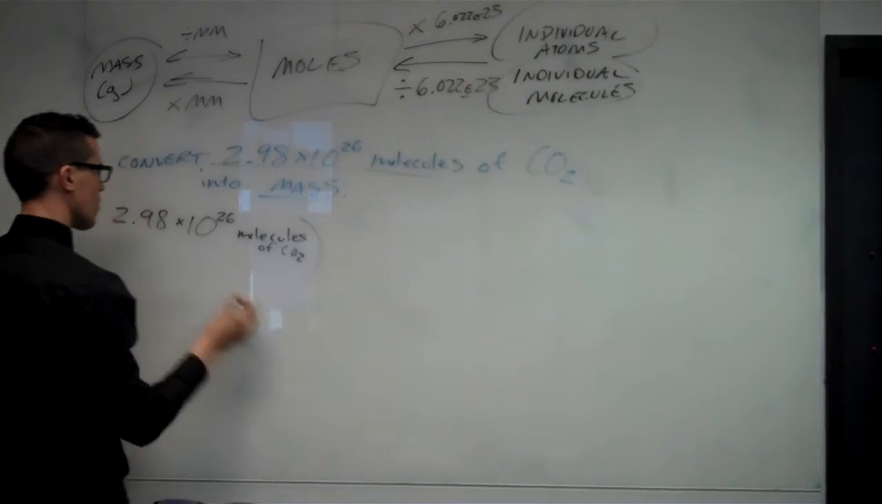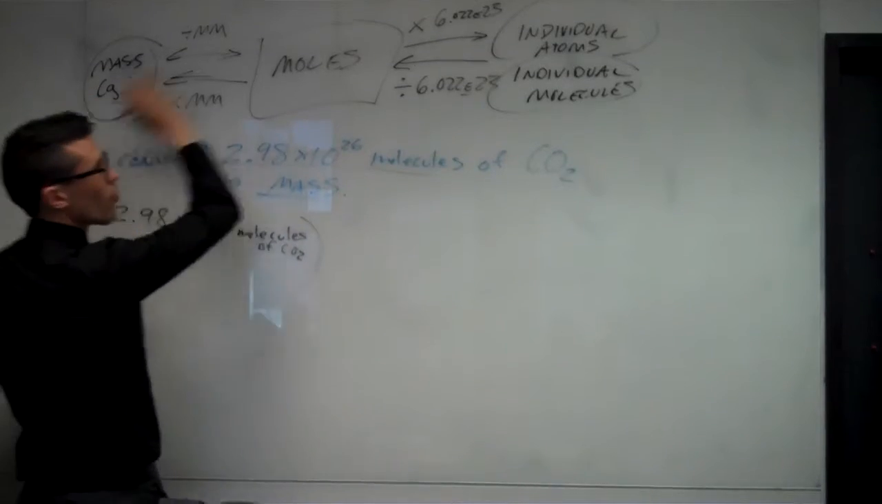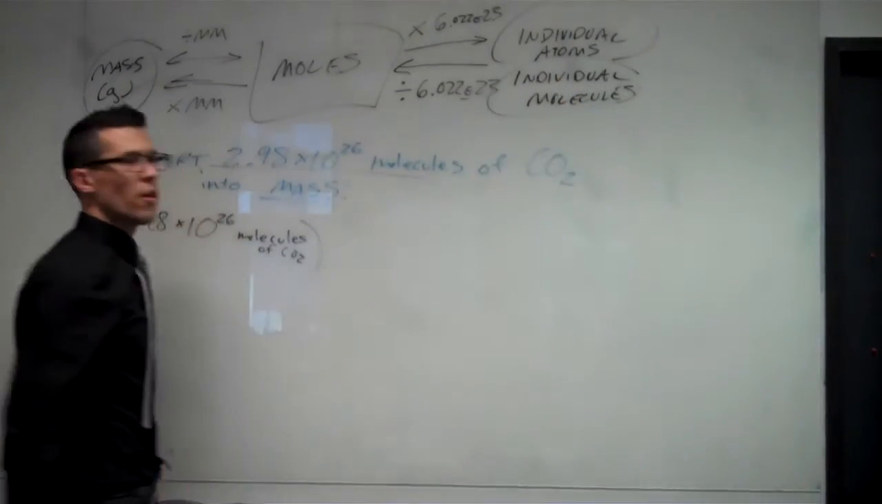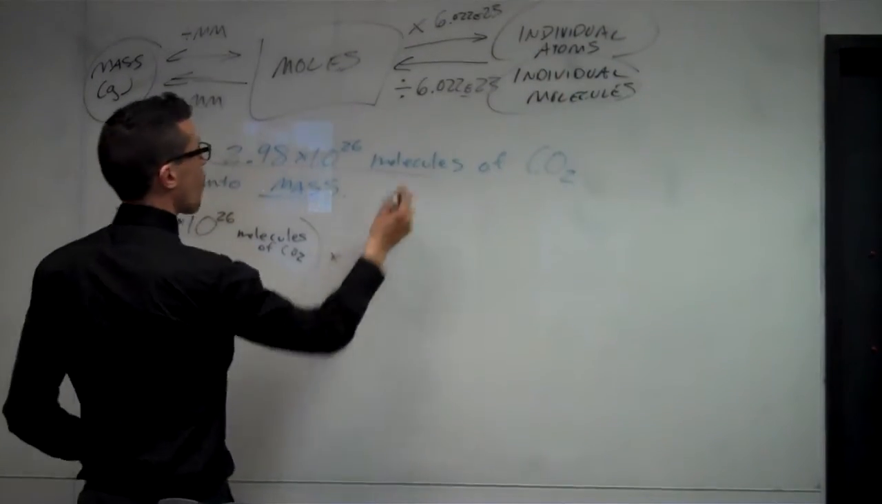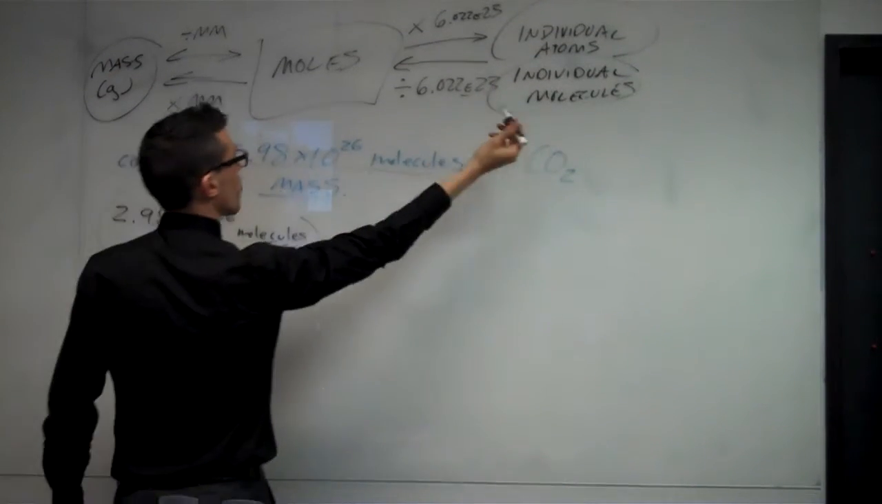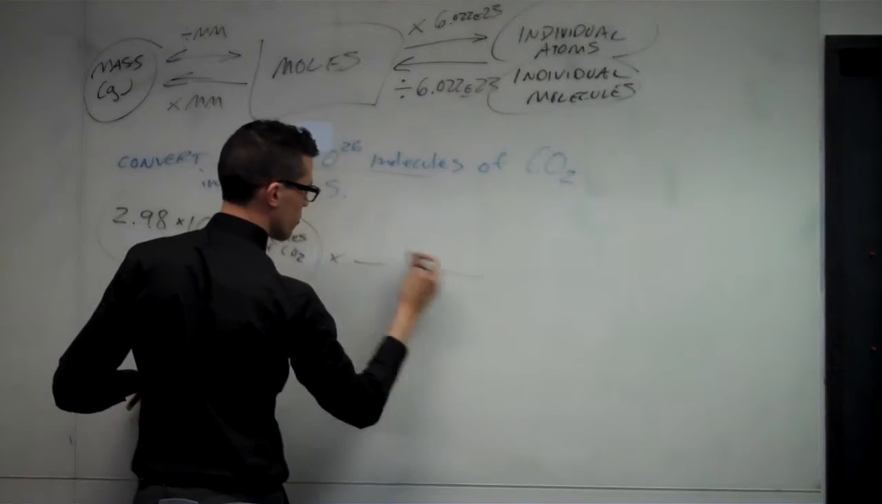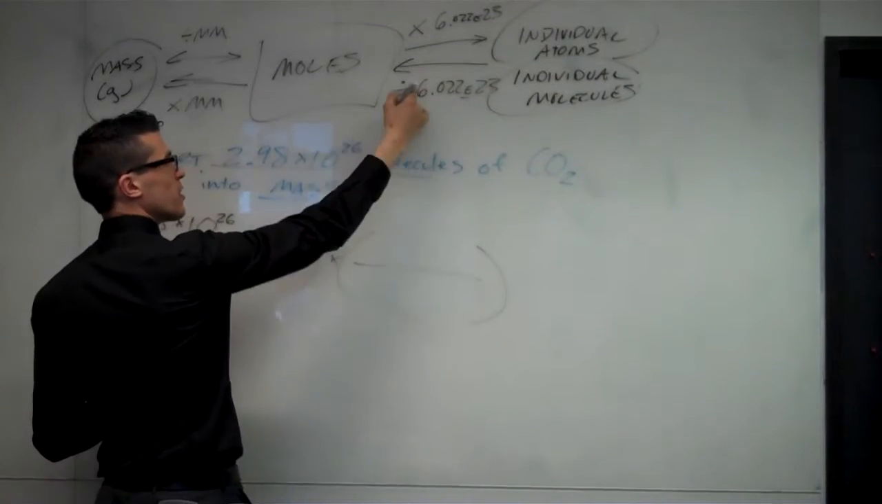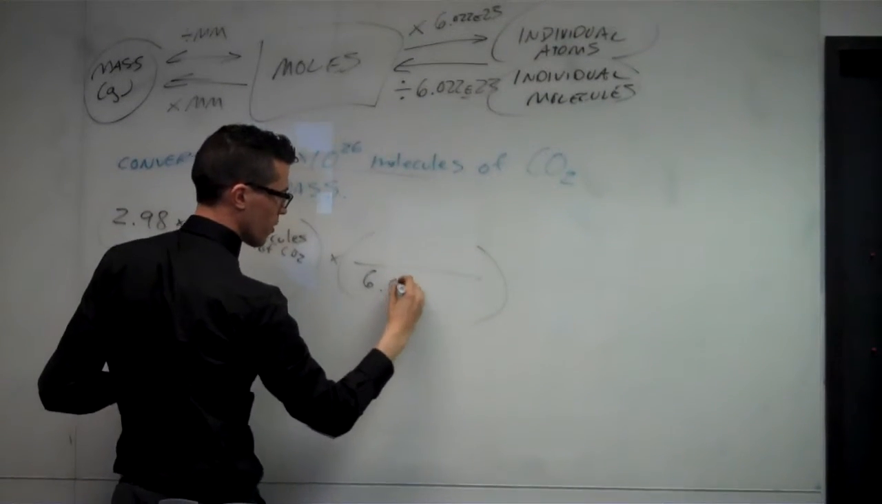Okay? So I start over here. That's how many molecules I have. I want to get over here to mass, grams. So I'm going to go this direction. First thing I'm going to do is divide by 6.022 times 10 to the 23rd.